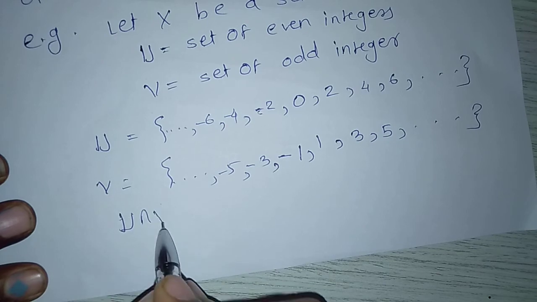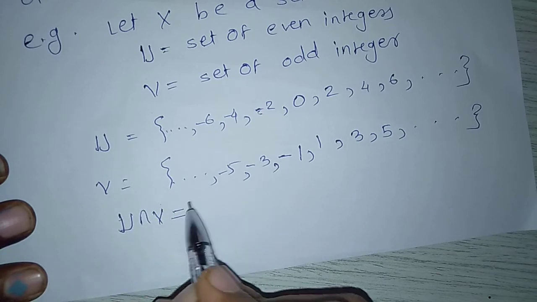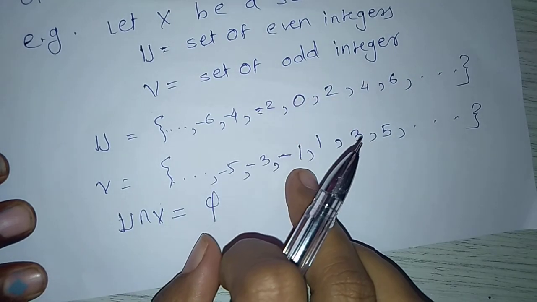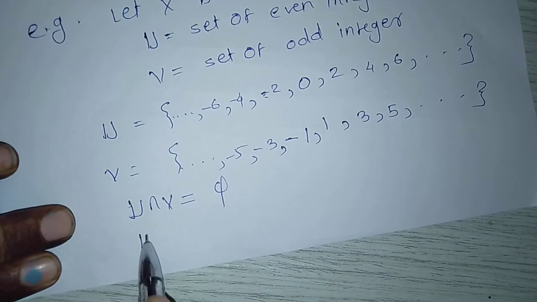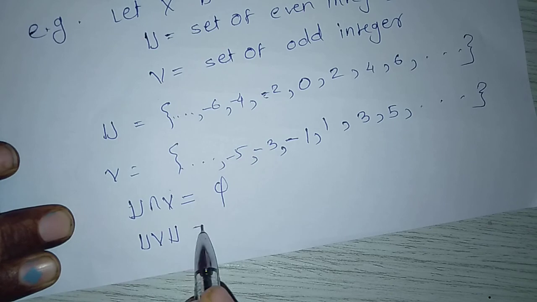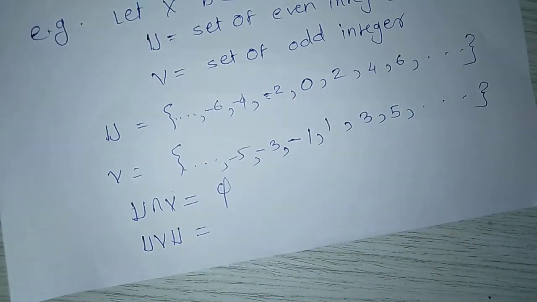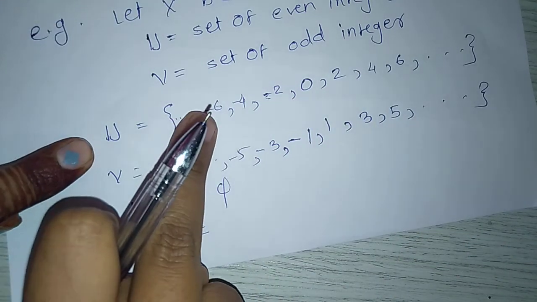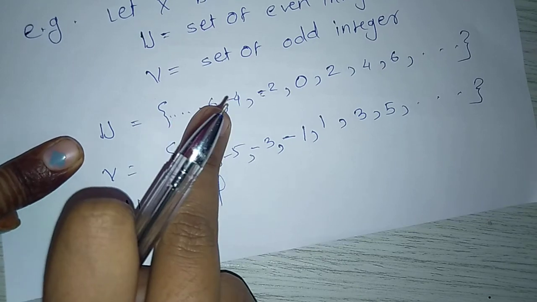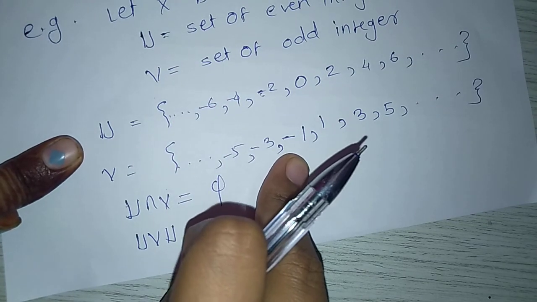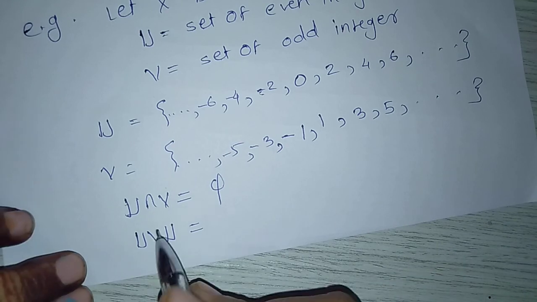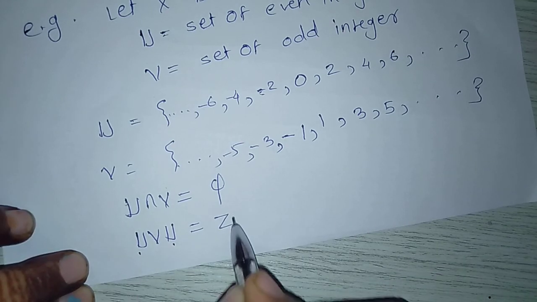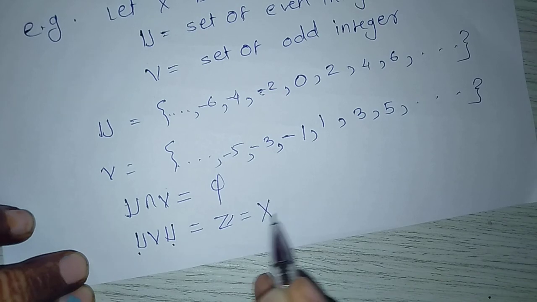U intersection V equals phi because there is no common integer between these two sets, and U union V equals the whole set of integers, because here is the set of even integers and here the set of odd integers. Combine these two sets, we get the set of integers. Therefore U union V equals Z, which is equal to X.